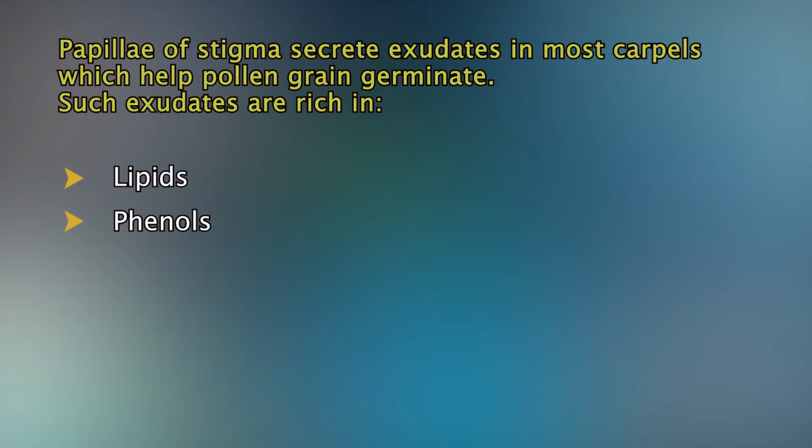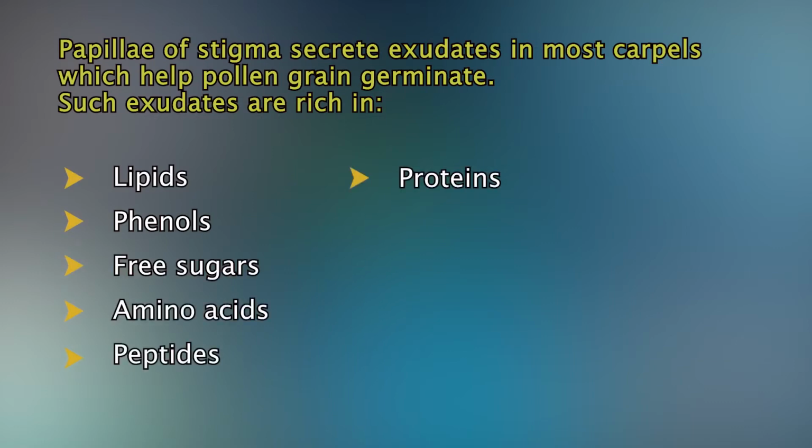Papillae of the stigma secrete exudates in most carpels, which help the pollen grain to germinate. Such exudates are rich in lipids, phenols, free sugars, amino acids, peptides, proteins, and water to nourish pollen tube growth. The aim of this session is to study pollen tube growth on the stigma.